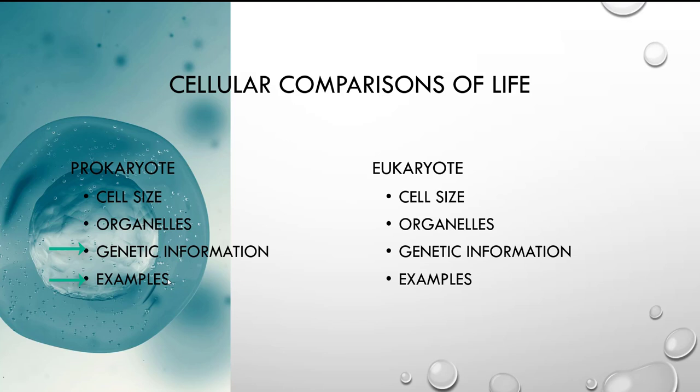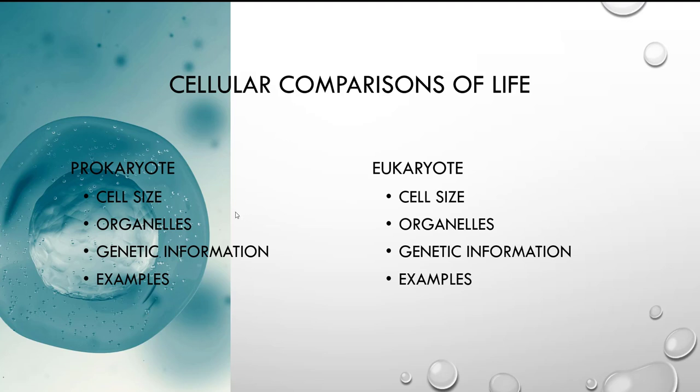So in your notes, it's always a good idea to make a table. Have prokaryote and eukaryote as the two columns. And then you can have as a third column on the side: cell size, organelles, genetic information, and examples. That way it's easier for you to fill it in.